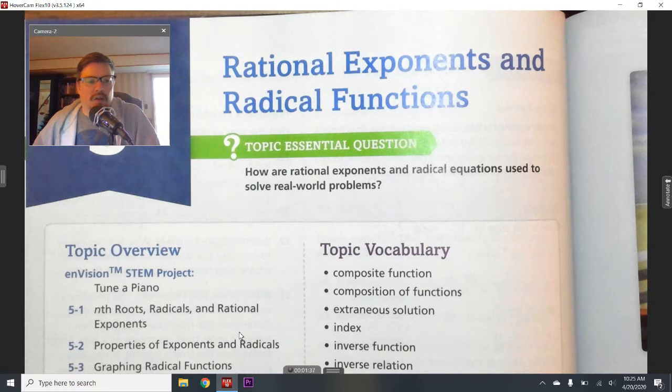All right, so we're going to start with section 5.1. This is nth roots, radicals, and rational exponents. I've already put out a video on rational exponents. Out of 60 students, I think I got about 3 assignments back, and I think that was the first week of the quarantine. Hopefully more of you will participate, just because you don't want to lose this.